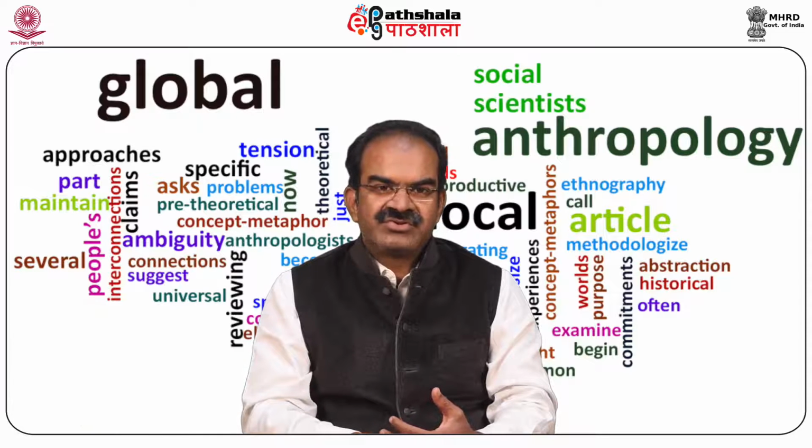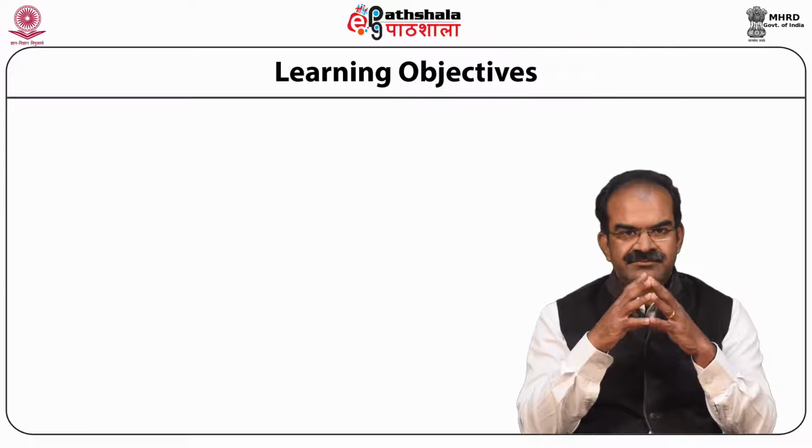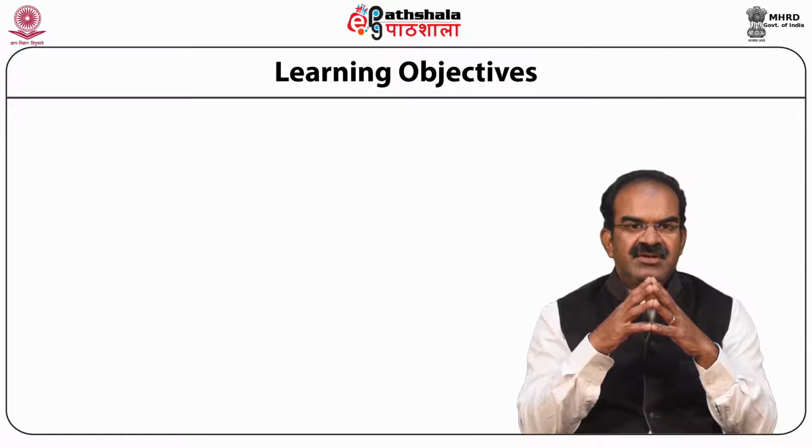Today we are going to talk about a module on science and technology and society studies. This module comes in the paper Theories and Methods in Social and Cultural Anthropology. Before we start this module, let us see the objectives and learning outcomes.